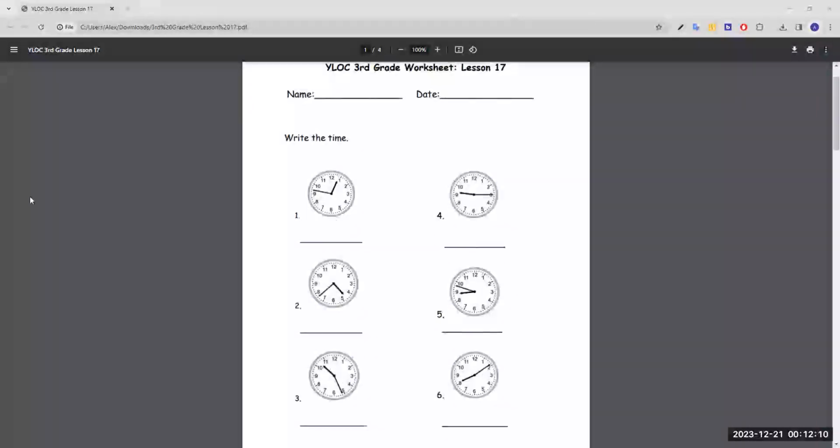Number 4, the shorter arrow is pointing in between 9 and 10. So it's 9. And the minutes, 5 times 3 is 15 exactly, because it's not between any of the numbers.